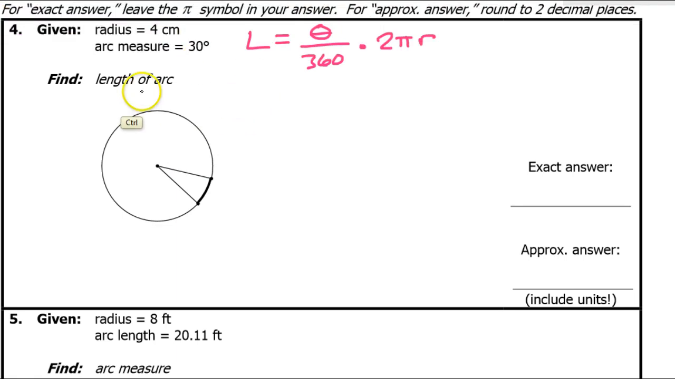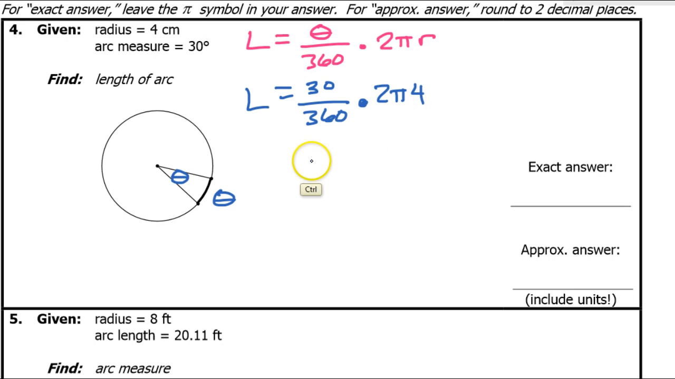So we're looking for the length of the arc, which I'm writing as L. Theta is, sometimes it's the central angle, and sometimes it is the arc measure. These two things are always going to be the same, so it doesn't matter whether I say arc measure or central angle. Anyway, theta is 30 degrees, so I'm going to wind up with 30 over 360, times 2 pi. R is the radius. They told us the radius is 4, so I'm going to put the 4 right there.